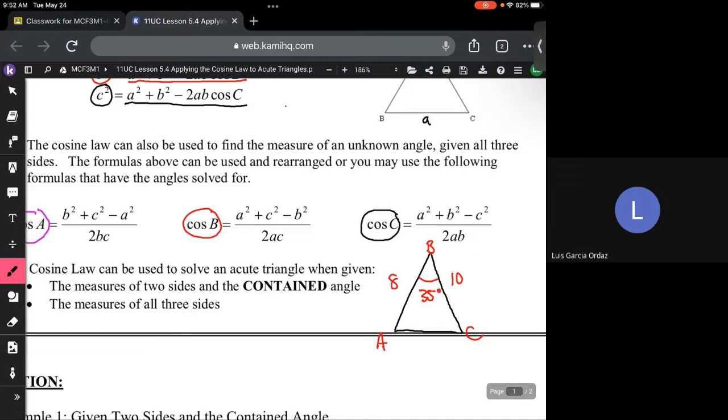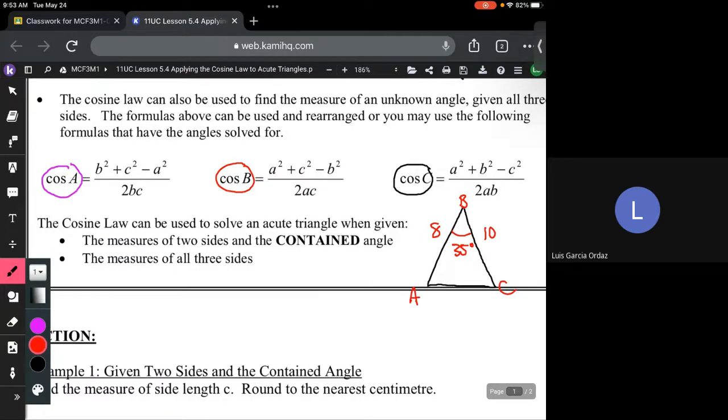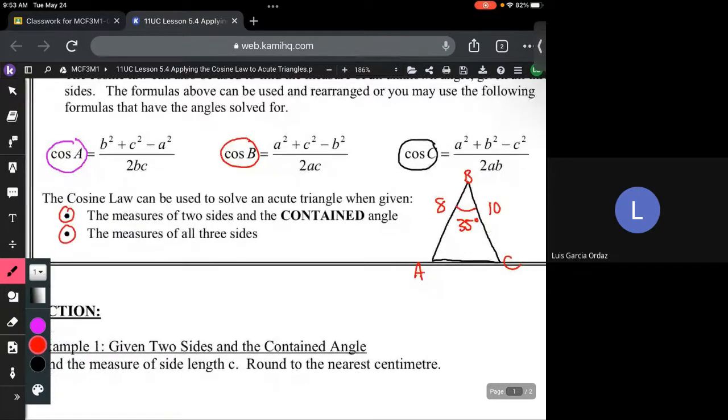You couldn't do it if you had side A and C. So if 8 was here, you're not able to use cosine law. But what law would you be able to use instead? Sine. So remember, cosine law you only use when you have 2 sides, and in the middle of those 2 sides you have that angle in between. Or the last thing is when you have all 3 sides given to you. Those are the only 2 scenarios where you use cosine law.